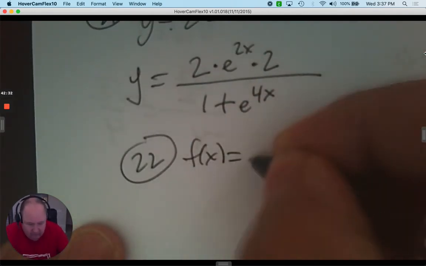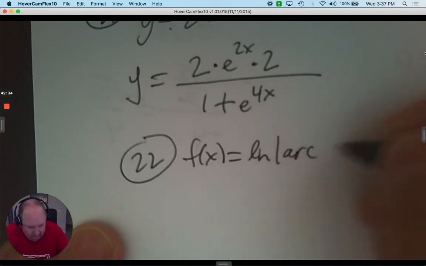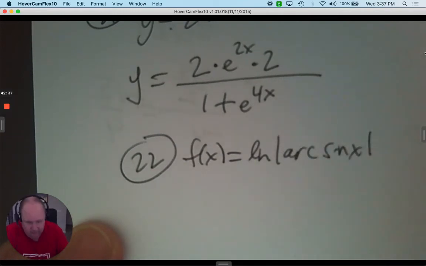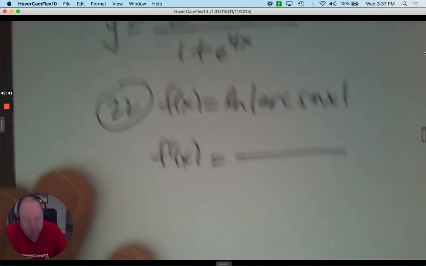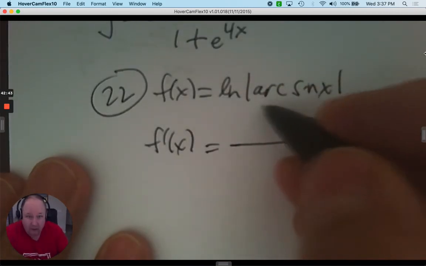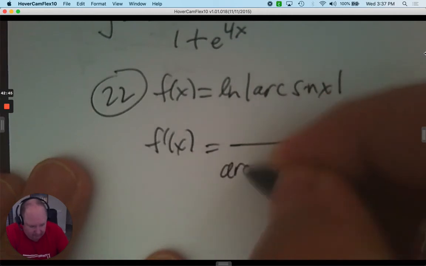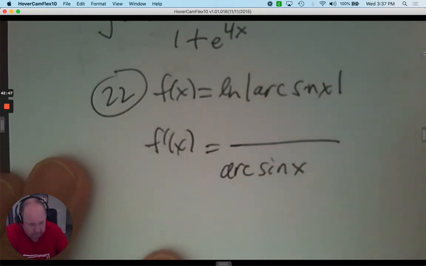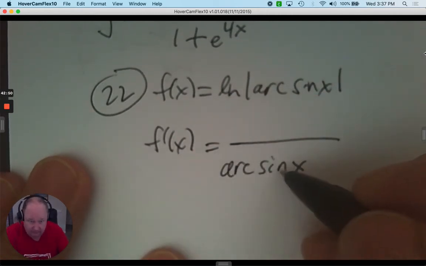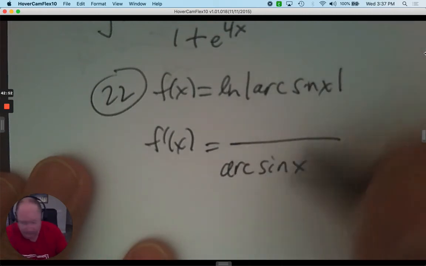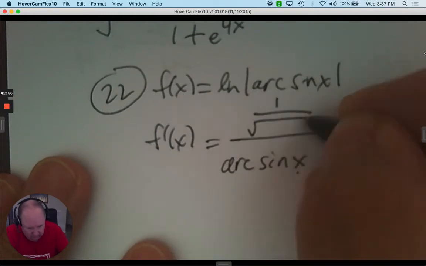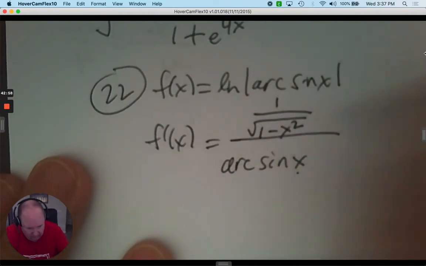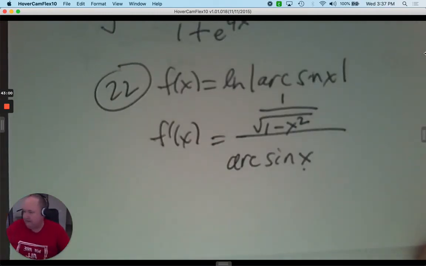f of x equals ln arcsine x. What's the derivative of this? So for ln, what you see is in the denominator. The derivative of that, what you see, is the numerator, the hook. So the derivative of arcsine is 1 over the square root of 1 minus x squared. I don't need to make it look nicer than that. And it's done. Number 23.